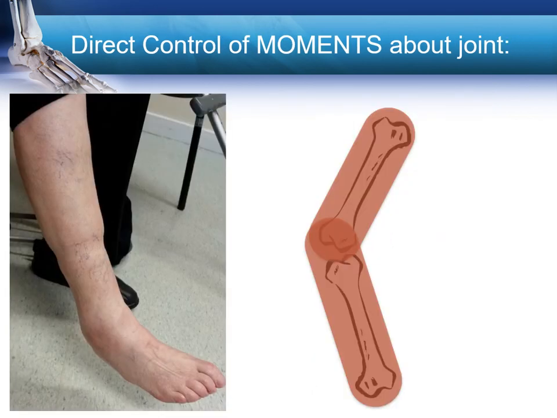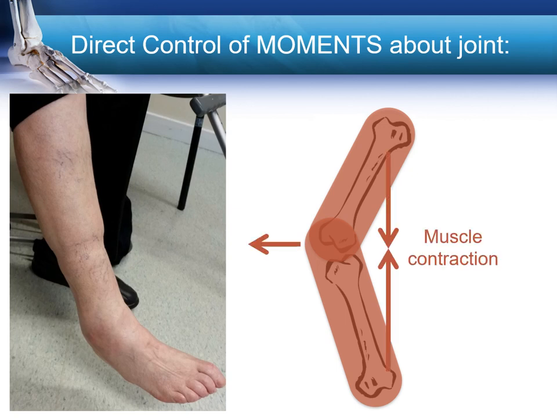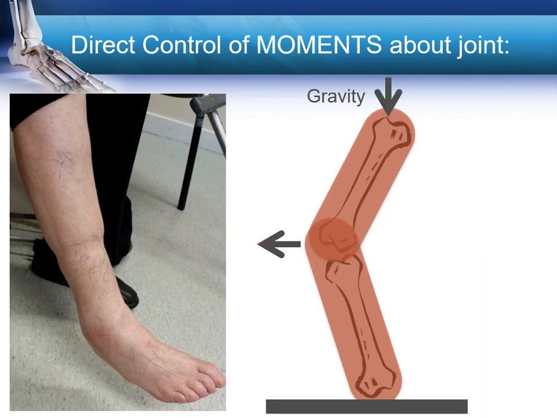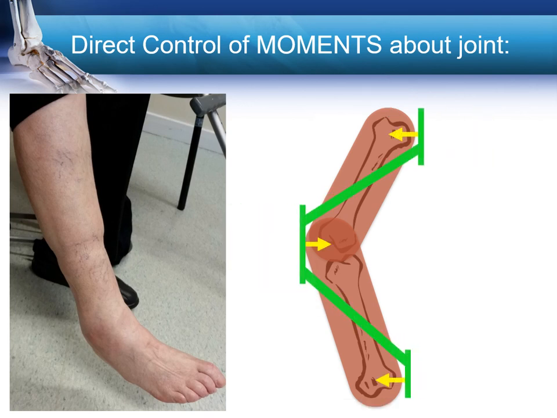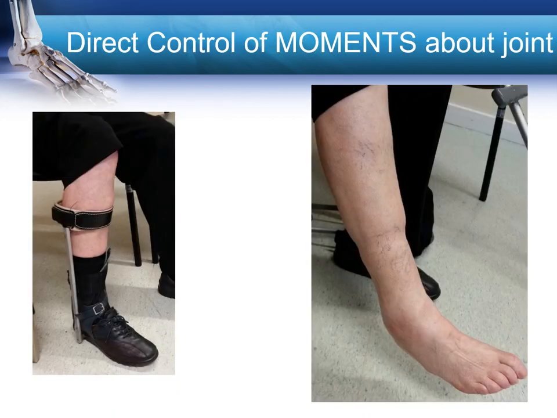Let's look at another model. Using the same schematic model, this time the upper bone is the tibia and the lower bone is the talus. And with an ankle foot orthosis or a brace around the ankle, you can see how the same forces are being corrected again by three-point fixation.